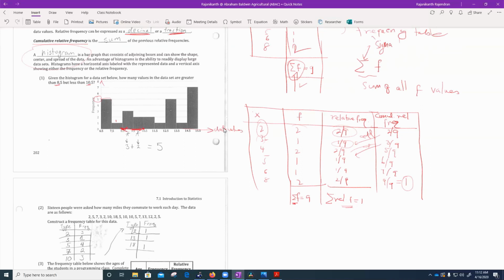The number of data values is in the frequency column. If you look from here to here, there are 2 blocks, right? So find the corresponding frequency for each block. For the first block, my frequency is 3. For my second block, the frequency is 2. That means there are 3 data values from 8.5 to 9.5, and 2 data values from 9.5 to 10.5. Altogether, you have 3 plus 2. There are 5 data values from 8.5 to 10.5. That makes sense?